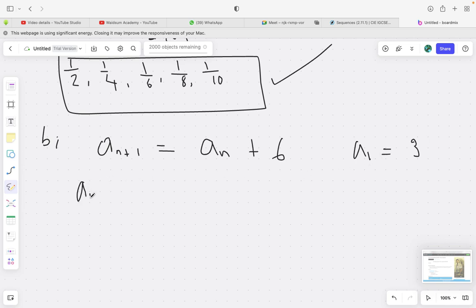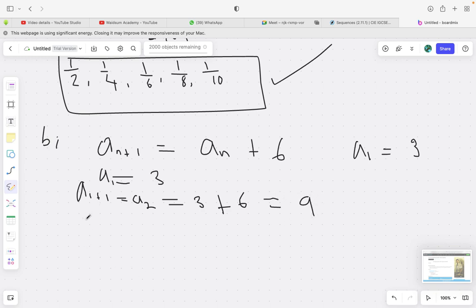Now A1 plus 1, which will be the second term. Remember, A1 is 3. Now let's find A1 plus 1, which is A2, because 1 plus 1 is 2. A2 will be 3 plus 6, from this formula. So you say 3 plus 6, which is 9. So this is your second term in the sequence.